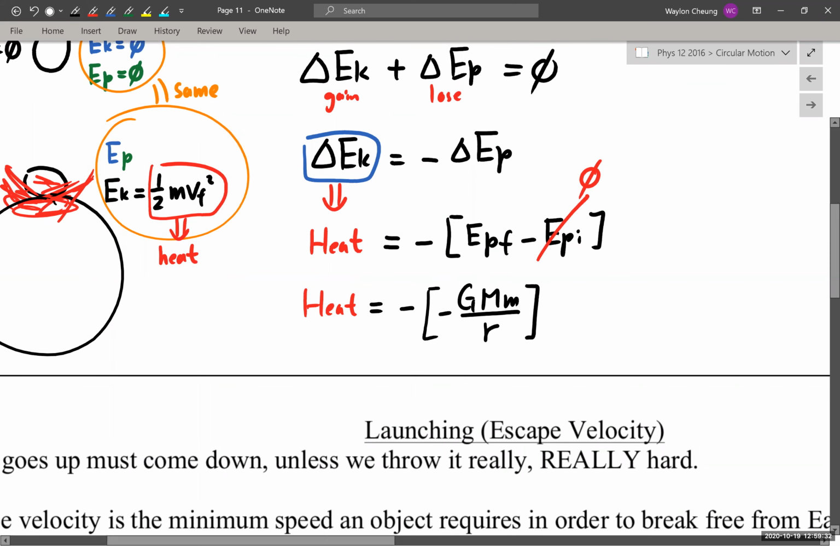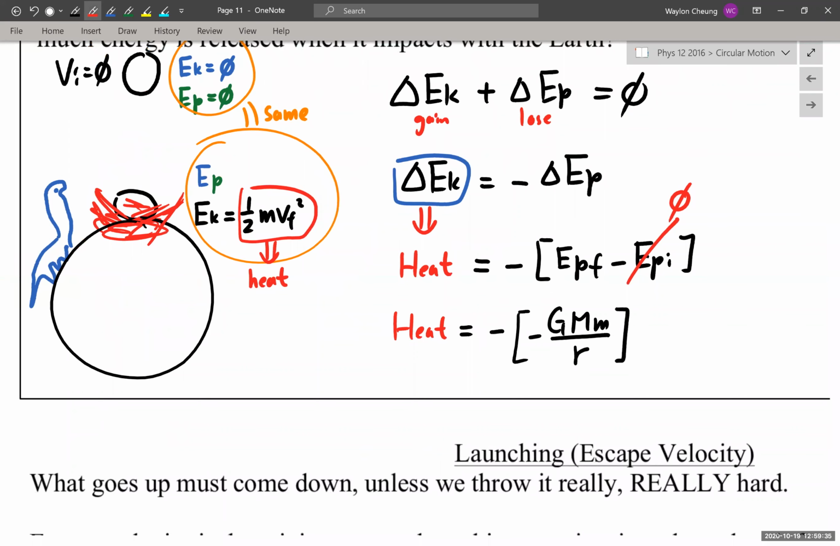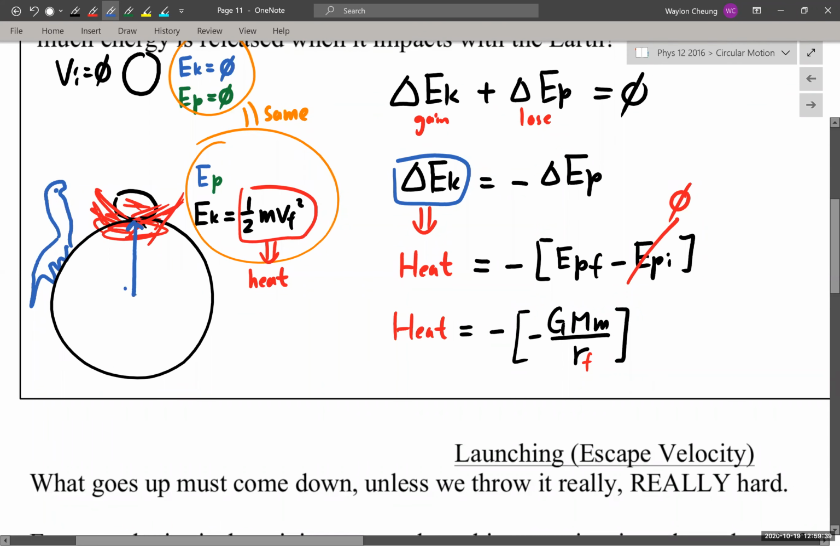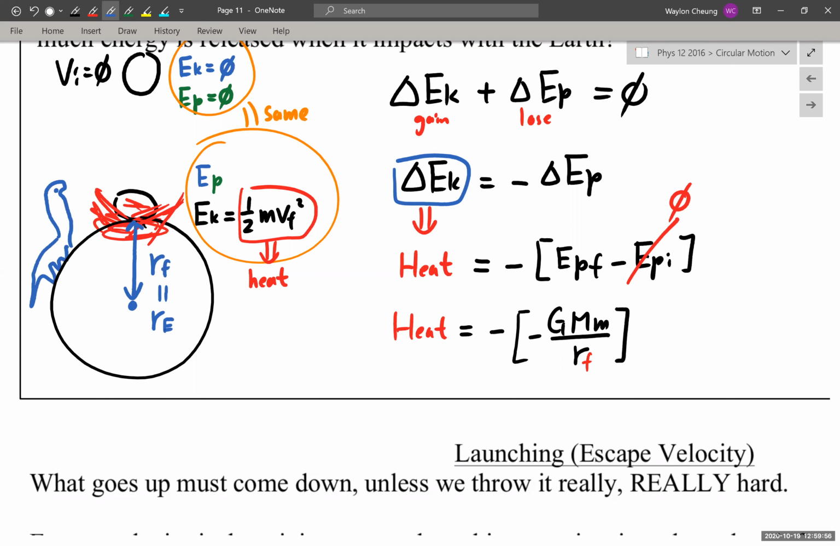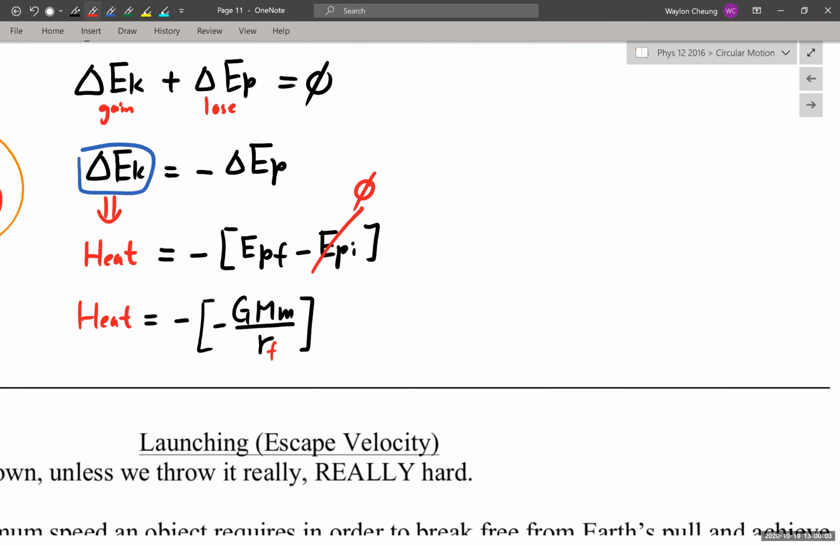Okay, what R? Now, remember, this is your final location. So that means from here to here, your final location. But isn't your final location just the radius of the Earth? Because that's the surface that you're hitting, right? So your final location is just the radius of the Earth. Because at the end, when you hit something, you're hitting the surface, right? So from the surface to the middle of that planet is the radius of the Earth. So all we have to do is put the radius of the Earth in there.